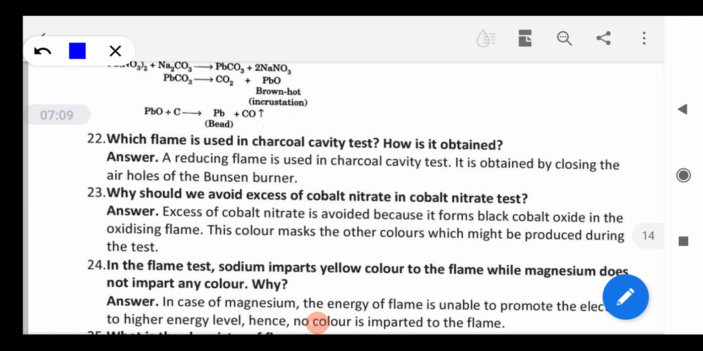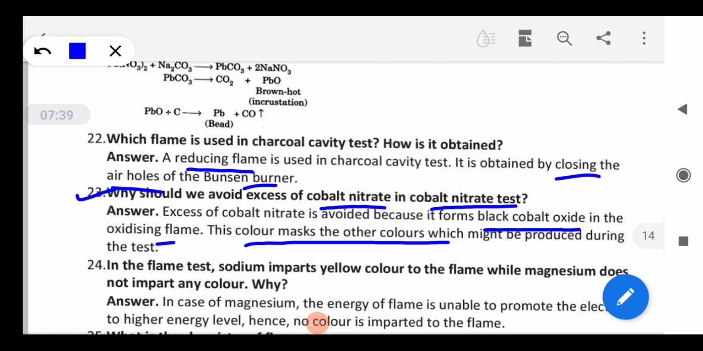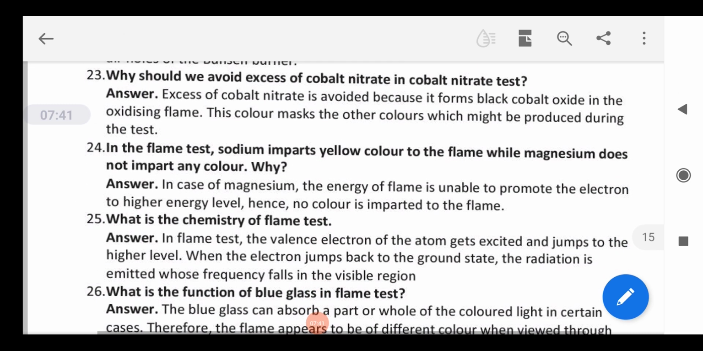Next question is, which flame is used in the charcoal cavity test? I have already told it is the reducing or yellow flame, and if you want to obtain the yellow flame, you have to limit the supply of oxygen by closing the air hole of the Bunsen burner. Question number 23. Why should we avoid excess of cobalt nitrate in the cobalt nitrate test? Because excess of cobalt nitrate can turn into black cobalt oxide in the oxidizing flame, and this black cobalt oxide can mask other colors which might be produced during the test. So to avoid this, we avoid excess of cobalt nitrate.